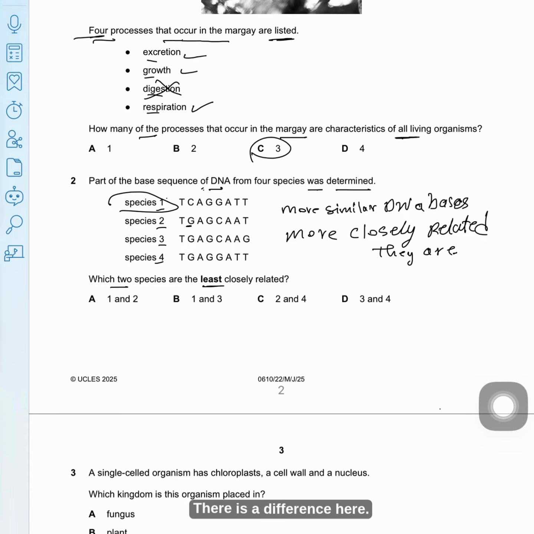There is a difference here. There is a difference here. There is a difference here. Species one, let's compare it with three. T and T. There's a difference here. There is a difference also here. There is a difference here. There is a difference here. How many differences? One, two, three, four. Four. And here we said three. Species one and four: there is a difference here. There is no other difference. So which are the least closely related? The ones which have more differences, which is one and three.